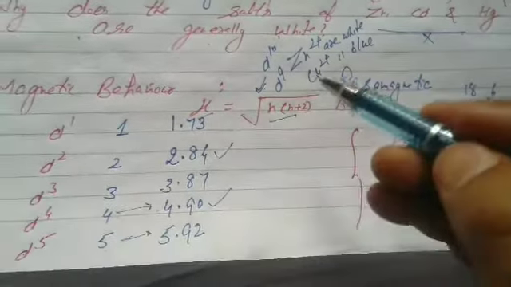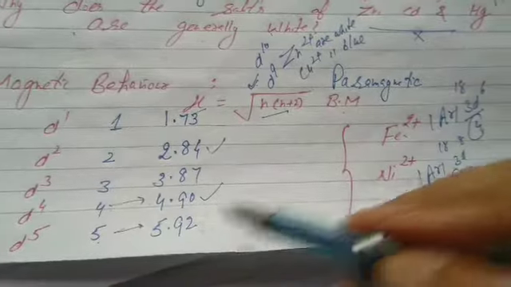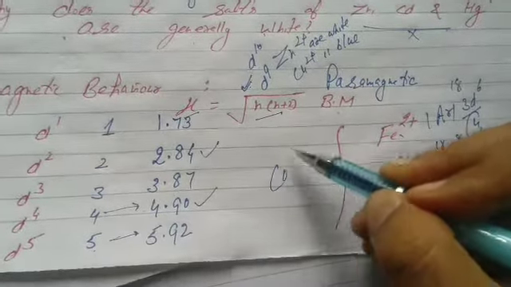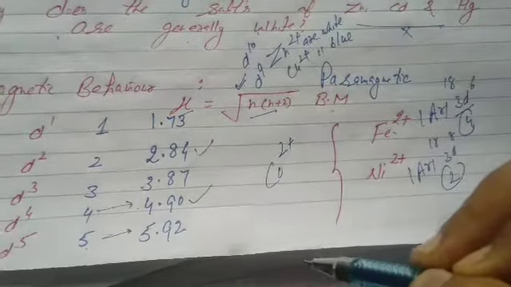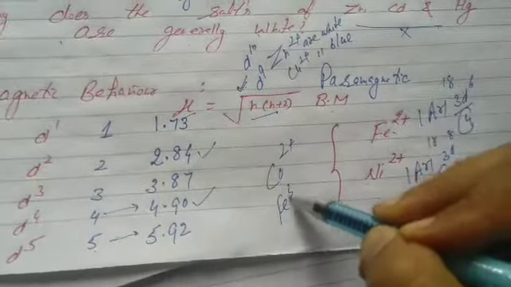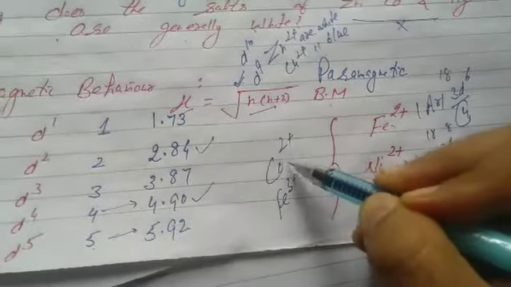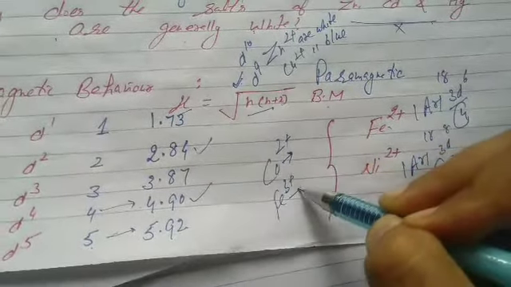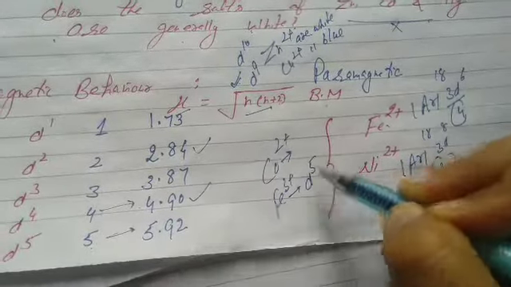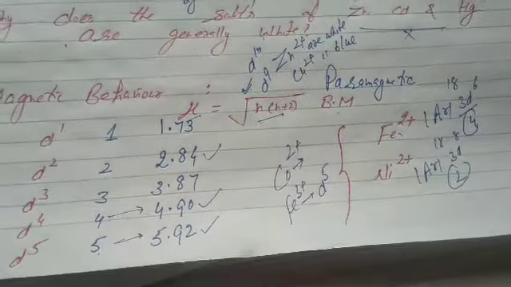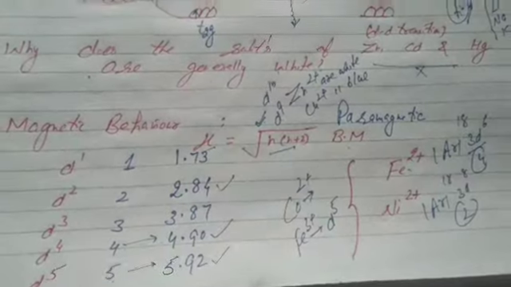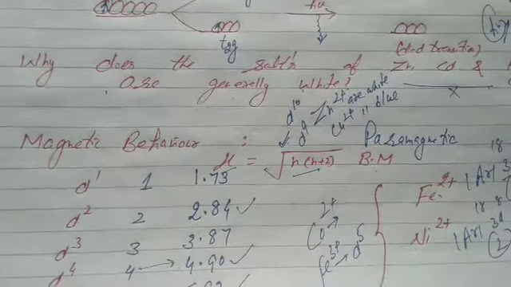Many times in competitive exams this question will be there. How many unpaired electrons are in, maybe cobalt 2 positive, maybe ferric ion. But you should only know its d subshell. Fe3 positive is d5, we will tick the option 5.92. That's all with respect to the properties.